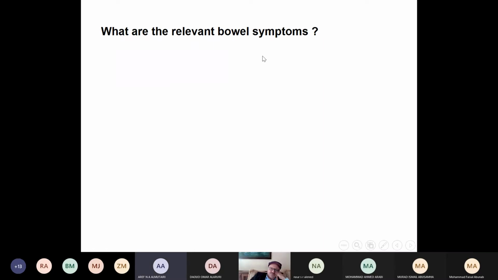Appetite loss. Bowel symptoms, bowel. Early feeling of fullness.